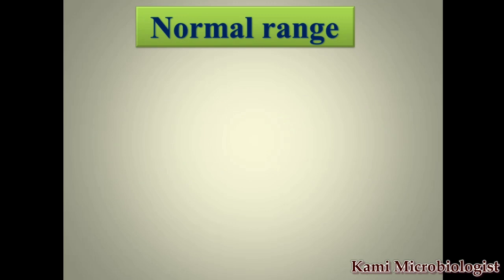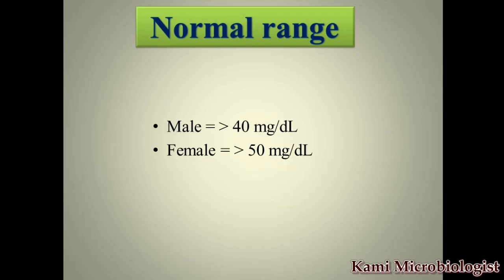Now let's see the normal range. The normal range of HDL in males will be more than 40 mg per deciliter, and in females the normal range will be more than 50 mg per deciliter. Now remember, it should be more than 40 or 50 mg per deciliter, but it should not be more than 90 mg per deciliter. So this is the normal range.